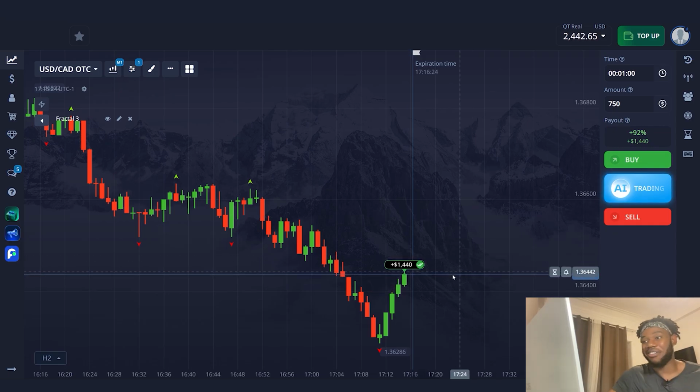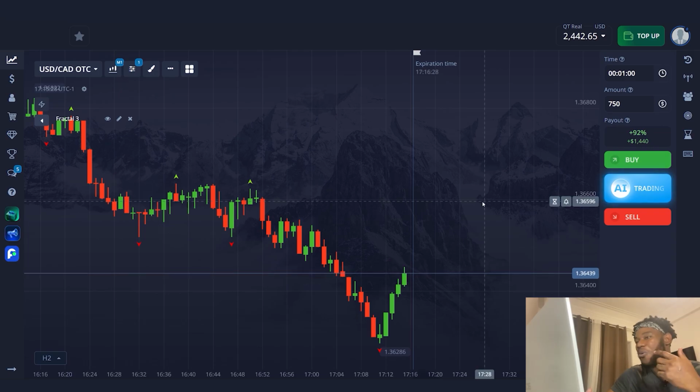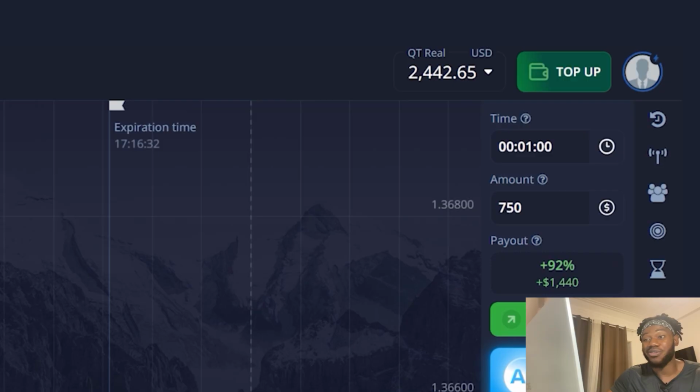Bingo, the trade is profitable. I didn't only return the loss, but also earned some more. Now, the account now has an amount of $2,442. Let's find another situation and open the last trade.